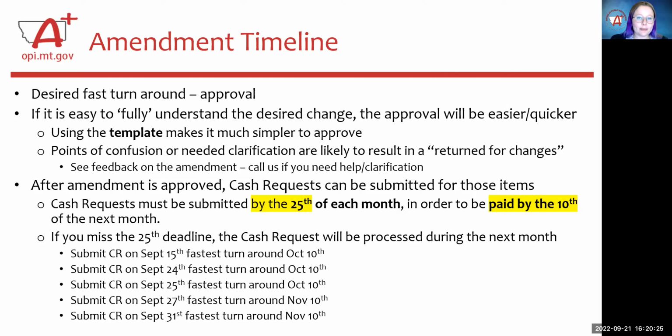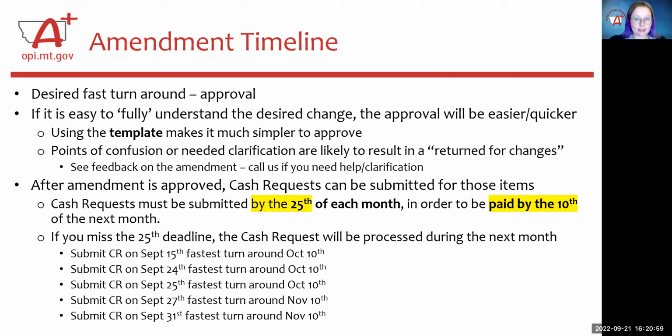And then after your amendment gets approved, then you can start making cash requests based on the items that are within that amendment. Cash requests need to be submitted by the 25th of each month in order to be paid by the 10th of the next month. So right now we're coming up on September 25th, which is a Sunday. But if you get a cash request submitted today or any day before the 25th, that cash request will be processed by our grant accountants and will be paid out on the 10th of next month, which is October.